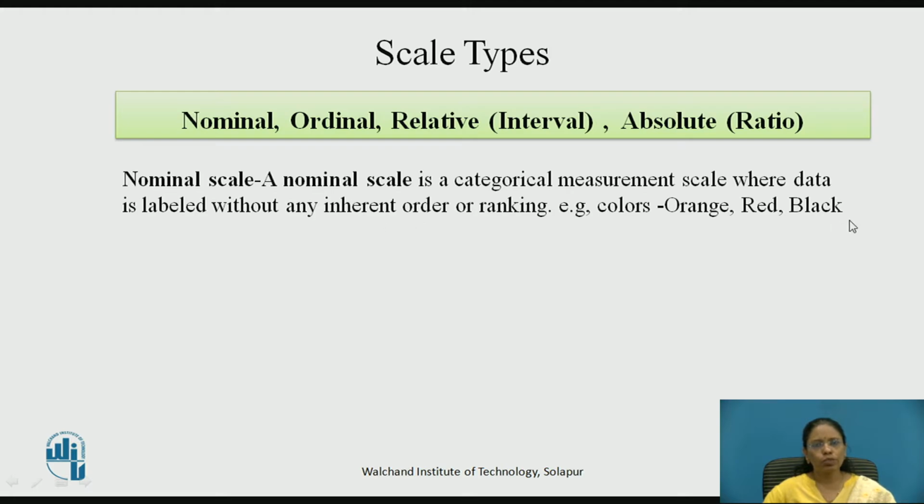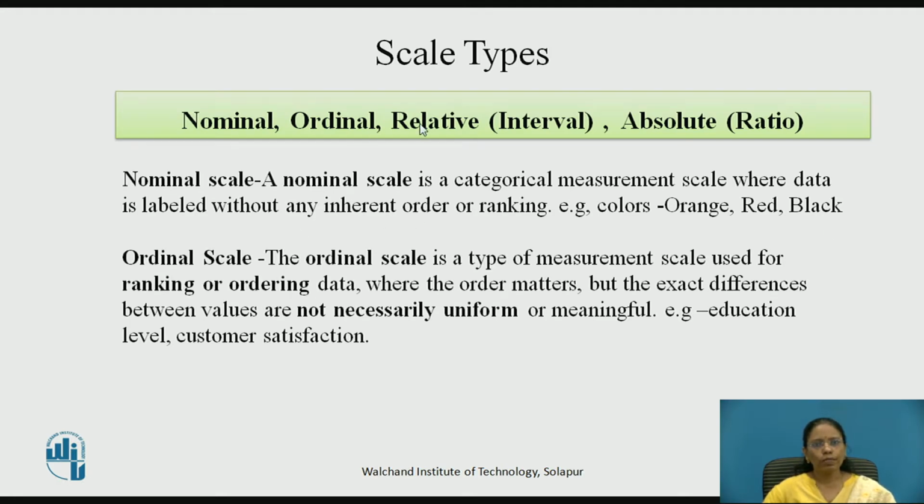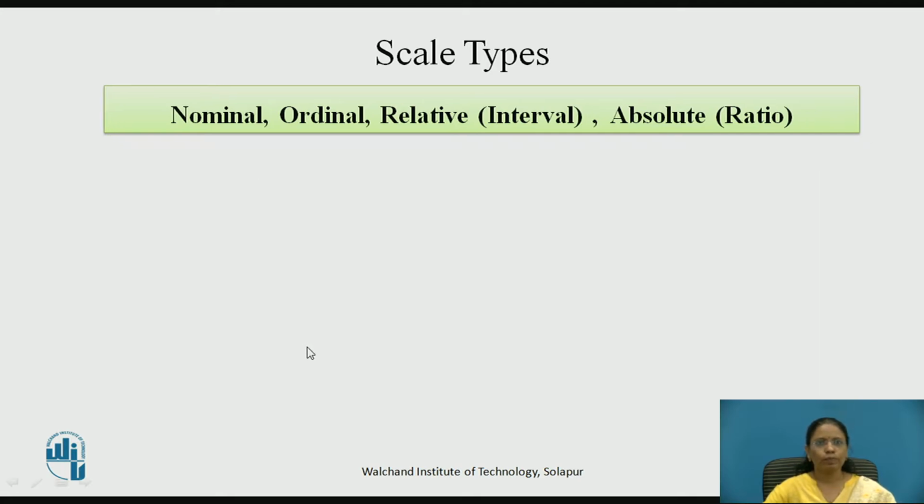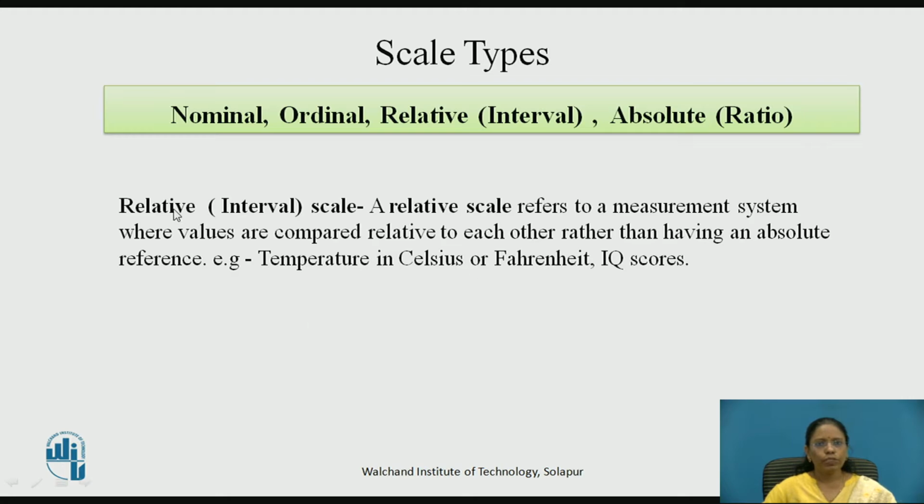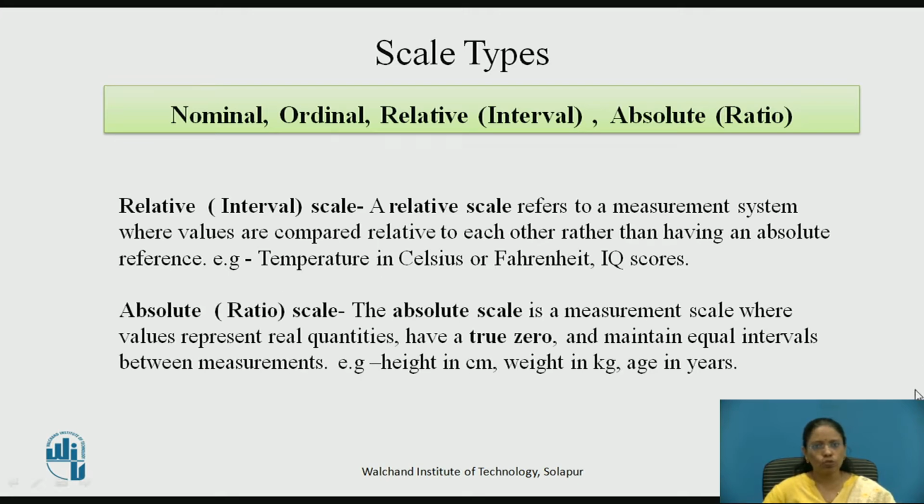Examples are colors: orange, red and black. Ordinal scale is again categorical data, but there is ordering or ranking. Examples are educational level and customer satisfaction. Next comes the relative or interval scale, wherein the measured values are compared relative to each other rather than having an absolute reference. Examples are temperature in degrees Celsius or Fahrenheit, or IQ score. Absolute or ratio scale is the measurement scale which represents real quantities and has a true zero. For example, height in centimeters, weight in kg, age in years.